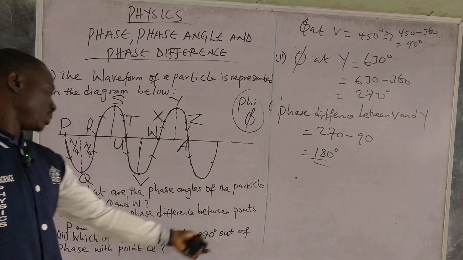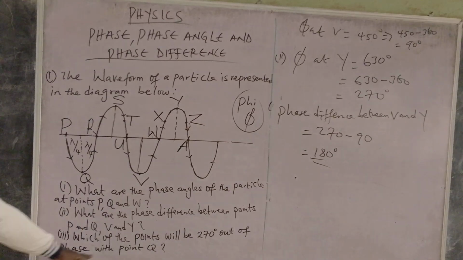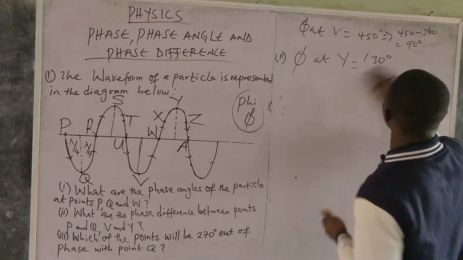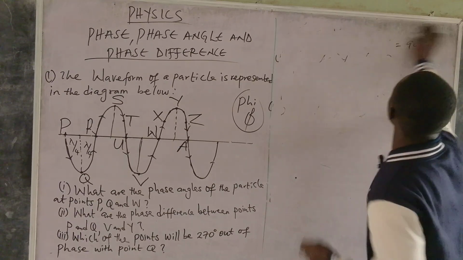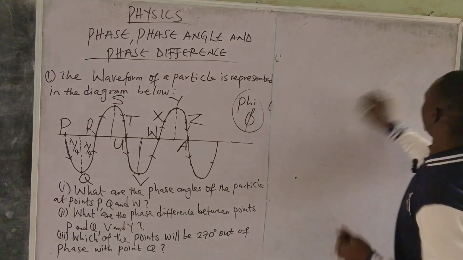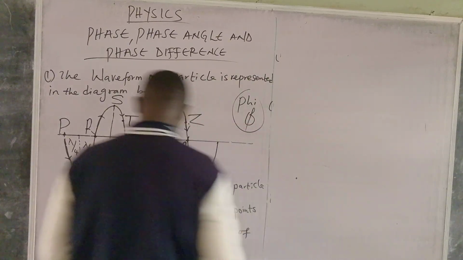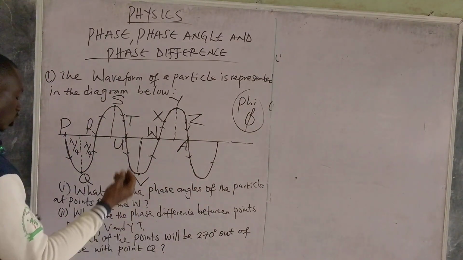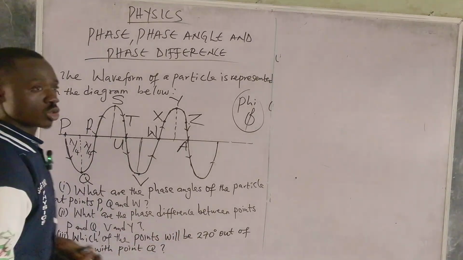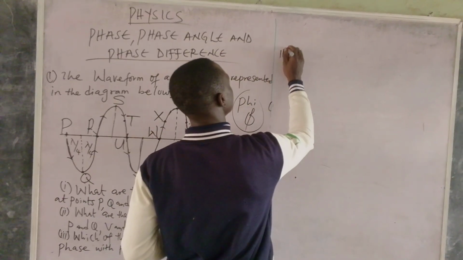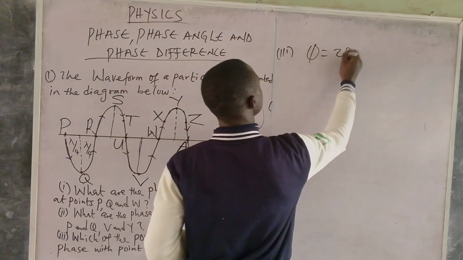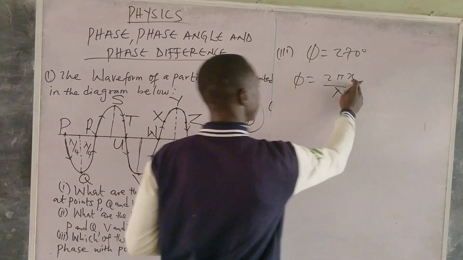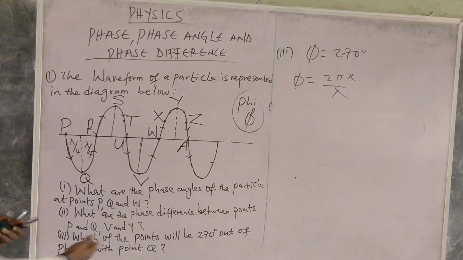Now, which of the points will be 270 degrees out of phase with point Q? It means the phase angle difference between those points and point Q must be 270. Meaning phi, now number 3, phi is equal to 270 degrees. But what is phi? Phi is 2 pi x over lambda. Now we are going to find the horizontal distance of those points from point Q.